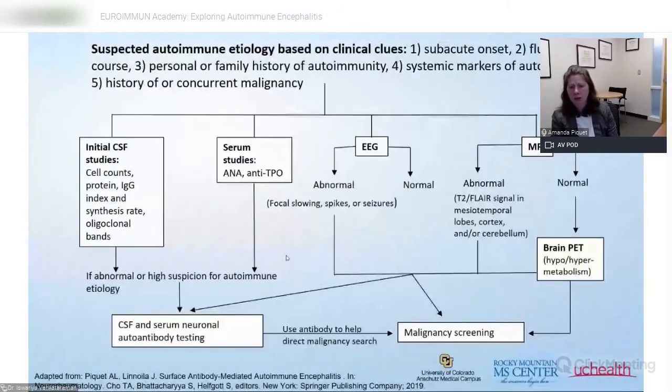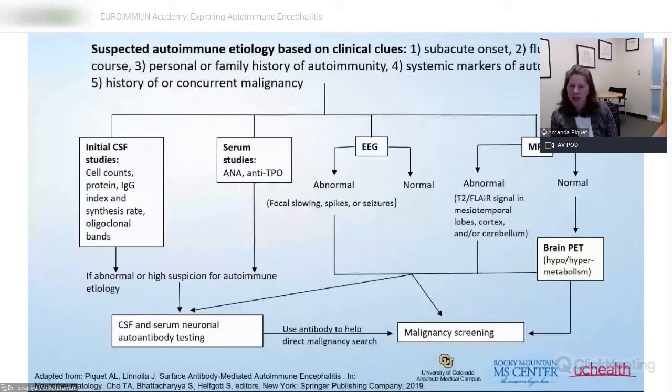This figure summarizes the workflow for autoimmune encephalitis in terms of looking for these diagnostic features. Oftentimes, an autoimmune etiology is suspected based on clinical clues. This includes a subacute onset, as we discussed, a fluctuating course, personal or family history of autoimmune disease or autoimmunity, systemic markers of autoimmune disease or autoimmunity, or a history of a prior cancer or current malignancy. So studies often include CSF analysis, serum studies, again, looking for markers of underlying autoimmunity, such as thyroid antibodies or rheumatologic antibodies. An example here is an ANA. EEG to evaluate for any evidence of underlying seizures or abnormal electrical activity, and an MRI.